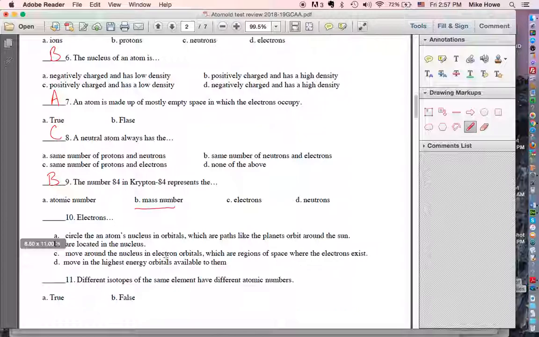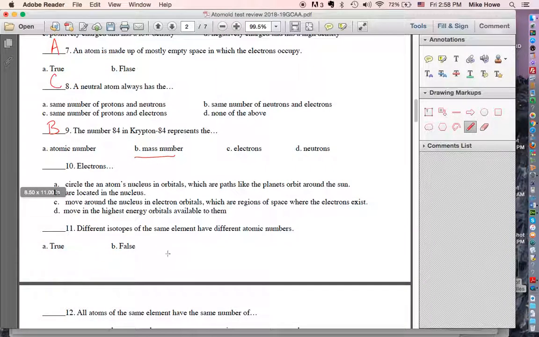All right. The electrons, do they go in regions of space, or do they go like orbits like the planets? So is this picture really right? And the answer to that is no, that's not right. So the actual best answer here is the regions of space where the electrons exist.